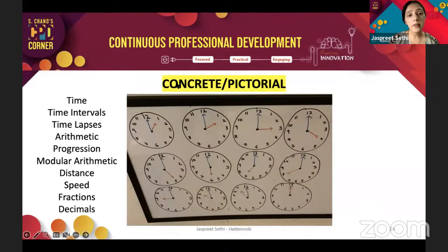As we progress, we're also going to look at a combination. So here I don't have the clock, I have drawn the clock. So I'm getting into pictorial, but I will show some concrete materials again. And a simple clock like that, of course, is used to teach time, but not just that: time interval, arithmetic progression, modular arithmetic, distance, speed, time, and of course fractions and decimals.